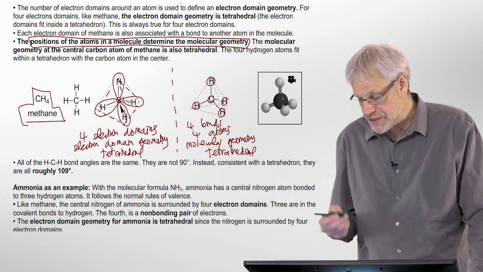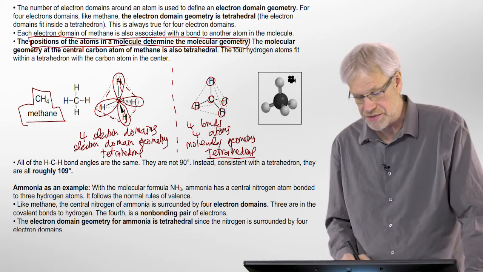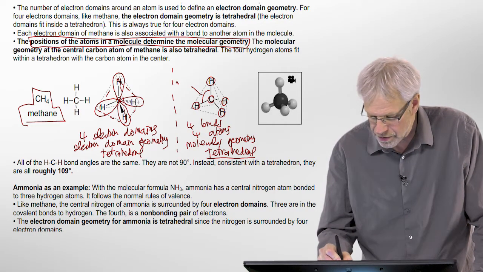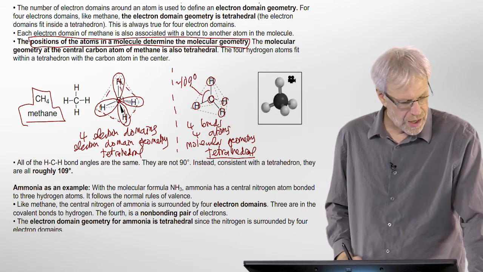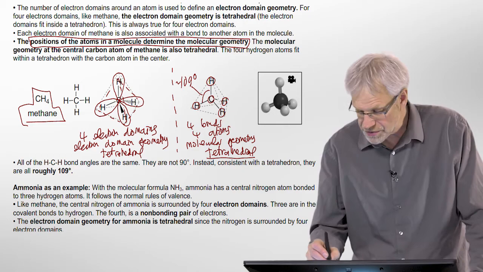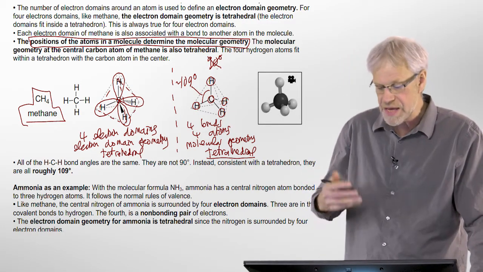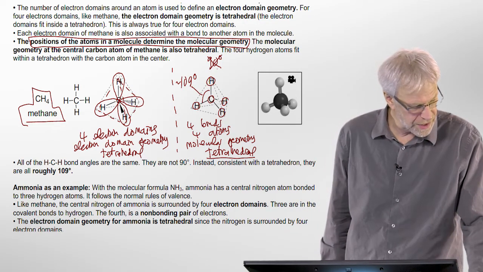So methane has a tetrahedral molecular geometry, and all the carbon-hydrogen bonds are the same length, and all of the bond angles are the same also, roughly 109 degrees. And you notice that the angles are not 90 degrees, and they're not 90 degrees because that's what VSEPR tells us the bond angles have to be, with the electrons avoiding each other.